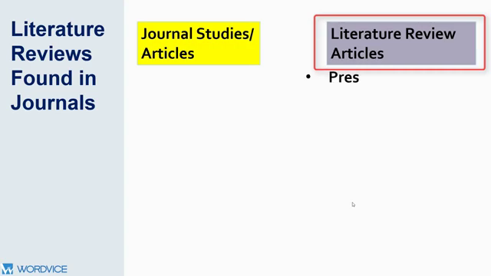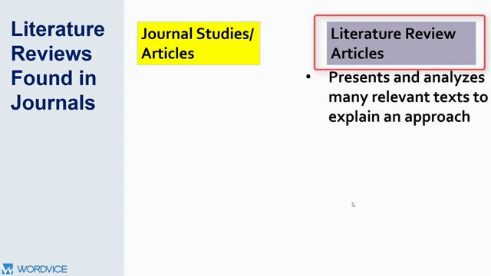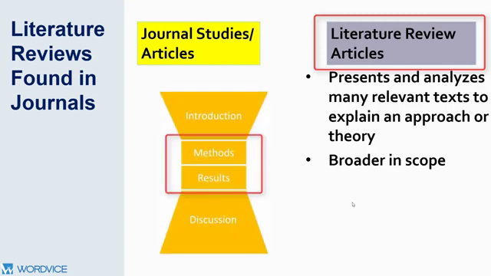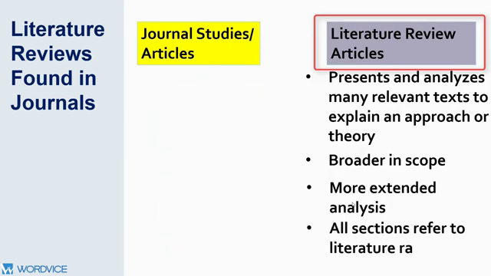Such an article, thus, presents and analyzes as many relevant texts as necessary to give a full account of a research topic, approach, or theory. It is generally a bit broader in scope and extends further back in time. This means that sometimes a scientific literature review can be highly theoretical. In addition, it focuses on the results and methods of previous studies. It often has a more extended analysis and goes into greater detail. All of the sections of this kind of review refer to the literature rather than detailing a specific current study.